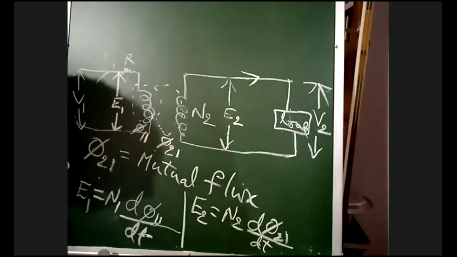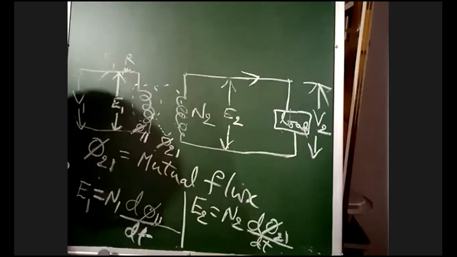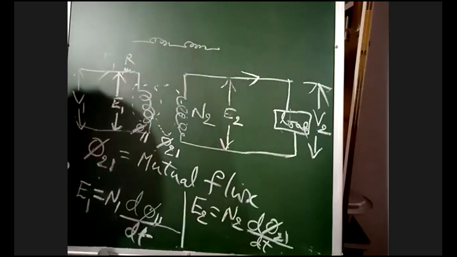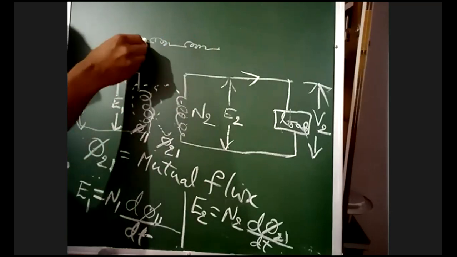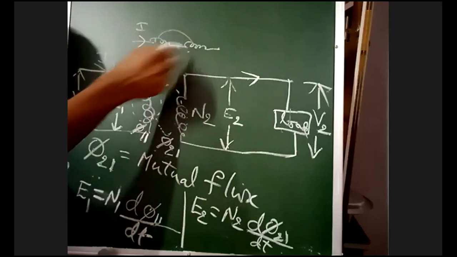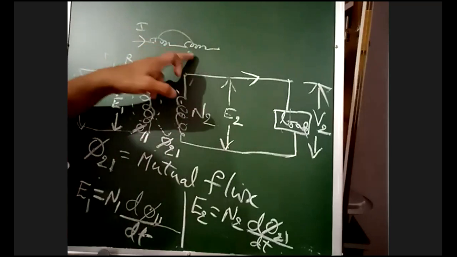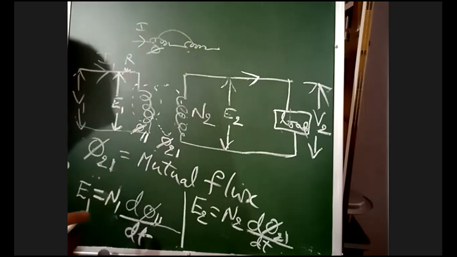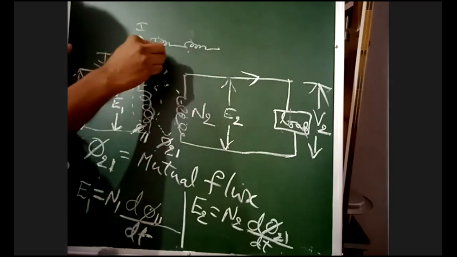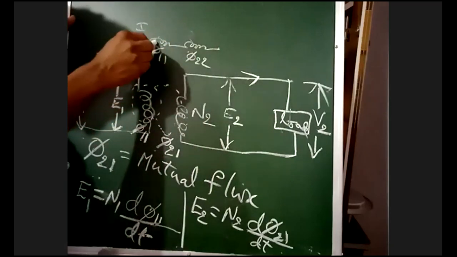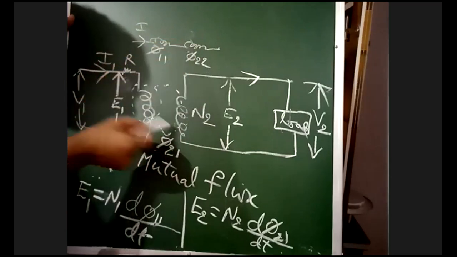What do you mean by conduction, and what do you mean by induction? See here, conduction means if you take the wire like this, two coils are there. If current is flowing like this, some flux is developed. There is direct connection between the two coils. Otherwise, self flux is developed here and here also. Self flux is developed in both the coils.